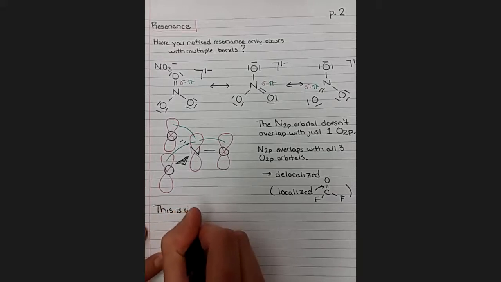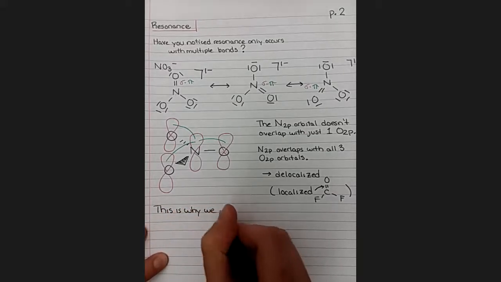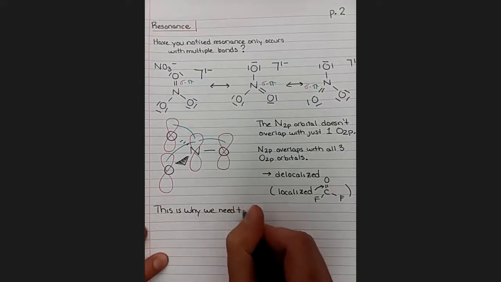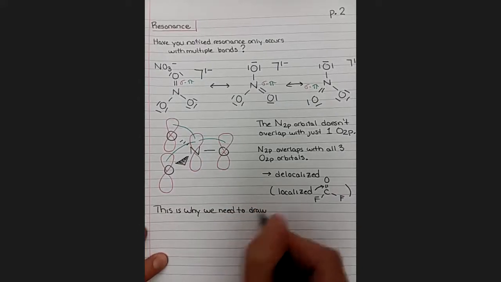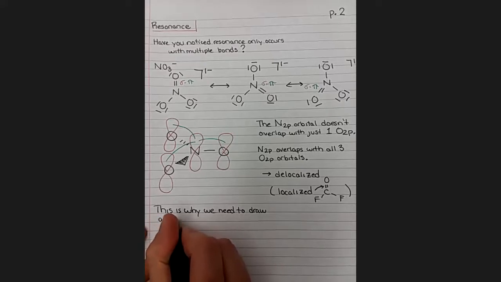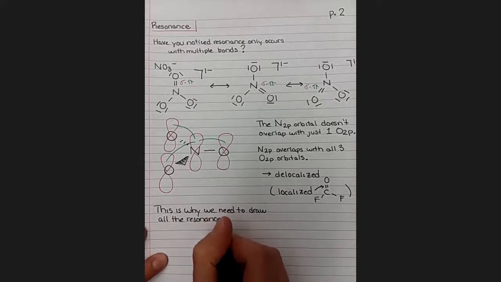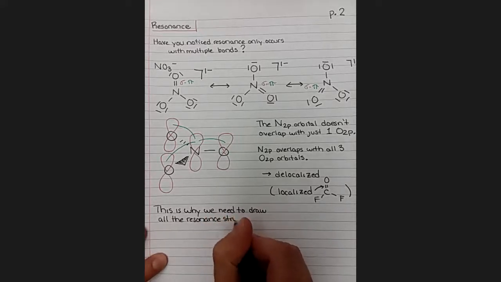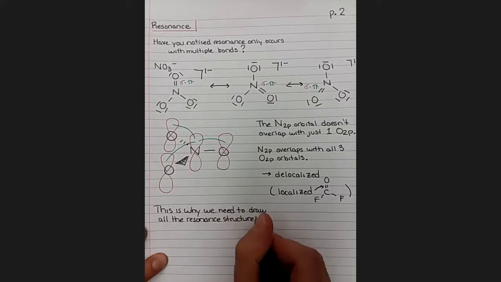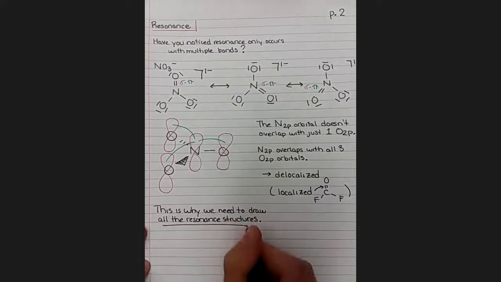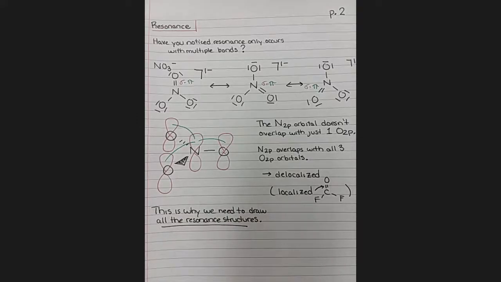So this is why we need to draw all of the resonance structures every time, because we need to accurately represent the delocalization of that electron pair. So that is our add-on to the end of the resonance story. That is, it is a delocalized electron pair.